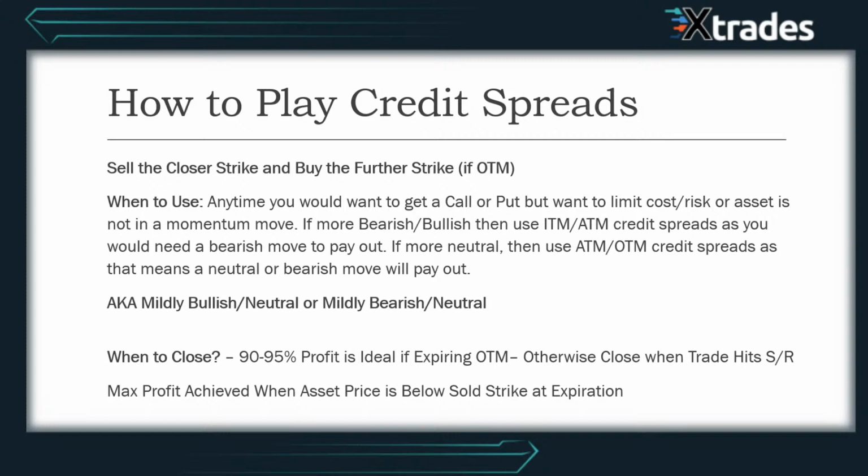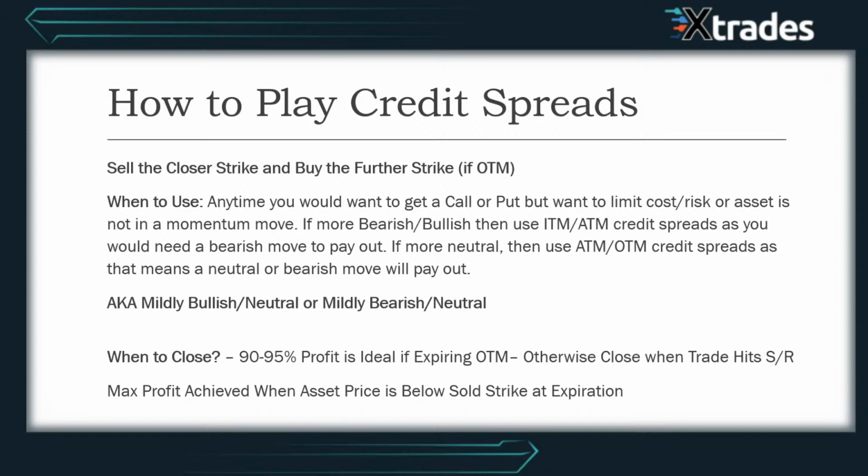And then if you're more neutral, you just expect the stock to mostly stay flat, then it would be recommended to use something that is at the money or out of the money credit spread, because that just means you need a slightly neutral play, and a bearish play would also pay out, but neutral works as well for at the money or out of the money, right? So these are plays that you use, generally speaking, when you're mildly bullish neutral or mildly bearish neutral, depending on if you're doing it on calls or puts, right?